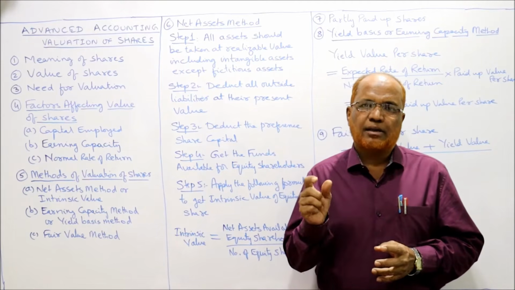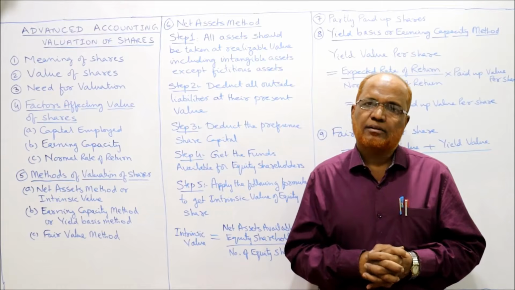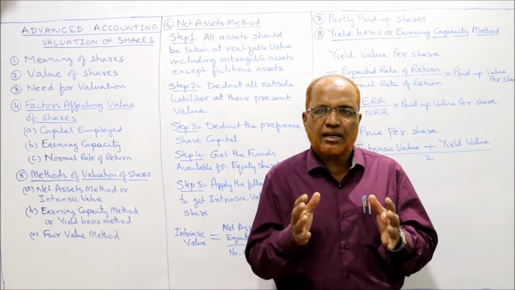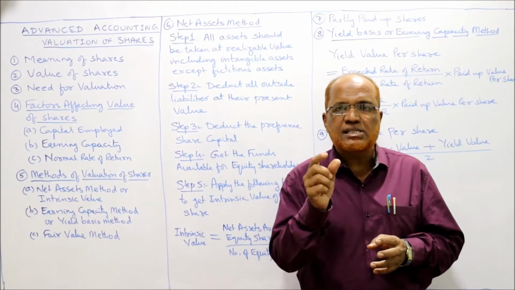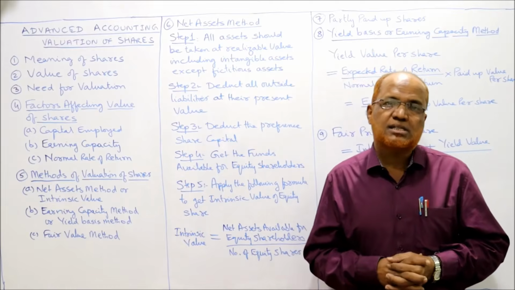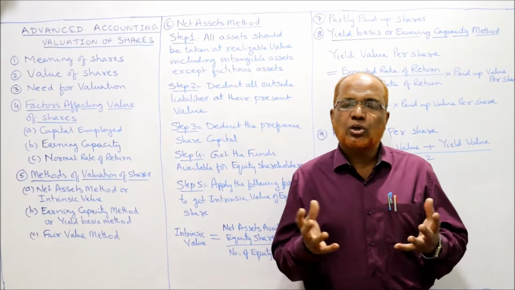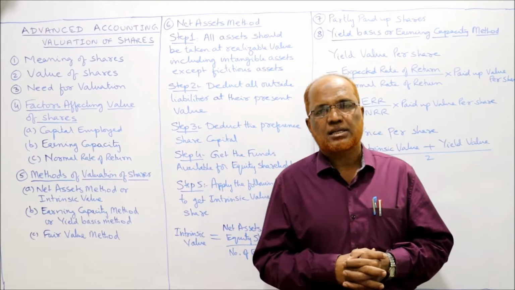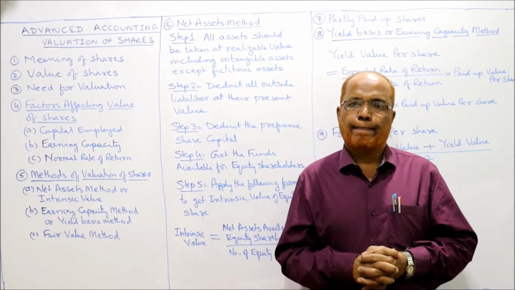Only listed companies, only quoted companies, have their shares exchanged in the market, in the stock exchange. So we can get the market value of a share only for the listed companies in the stock exchange. But many companies are unlisted. The shares are not quoted in the stock exchange. In that case, there is a need to calculate the value of the share.